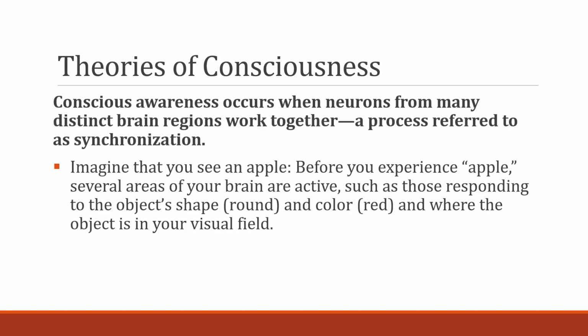Another theory states that conscious awareness occurs when neurons from many distinct brain regions work together. This is referred to as synchronization. One example would be if you see an apple. Several areas in your brain are active, such as those responding to the shape of the apple, to the color, and to where the object is in your visual field. So this is a biological way to conceptualize consciousness: many areas of the brain are active at the same time, and that's why there is consciousness.